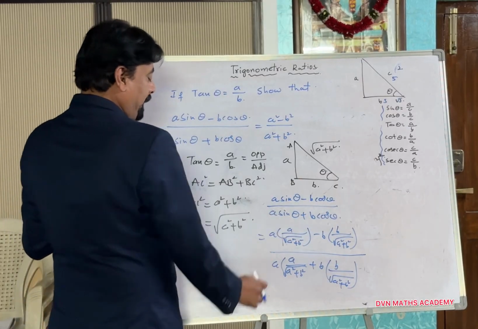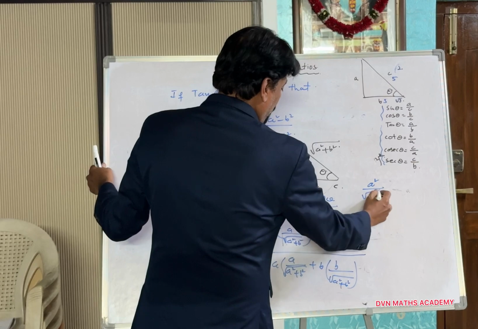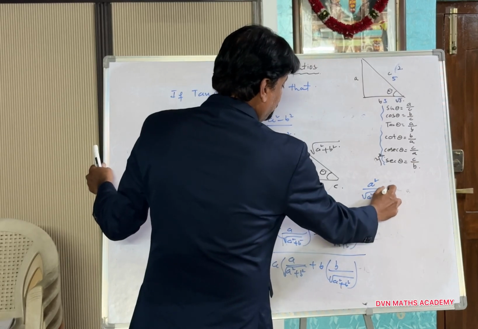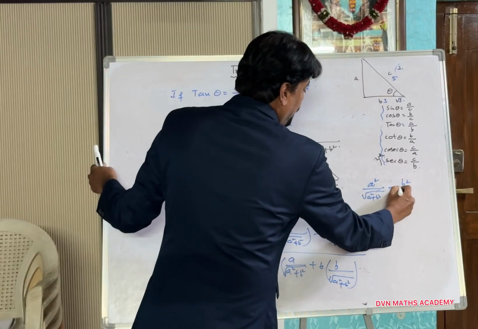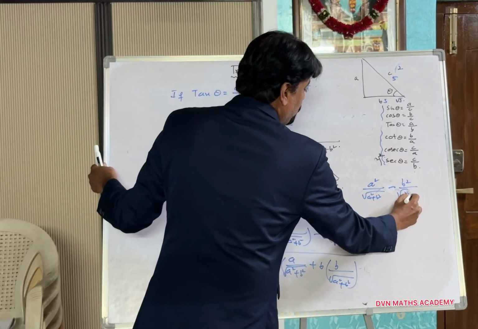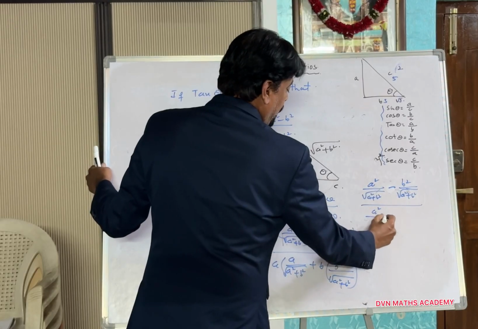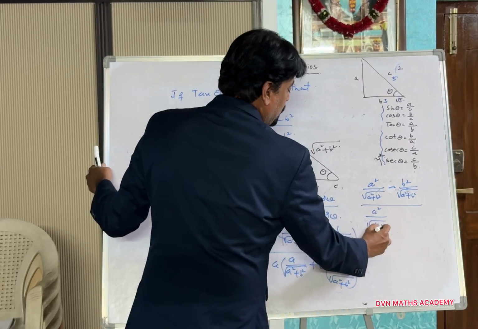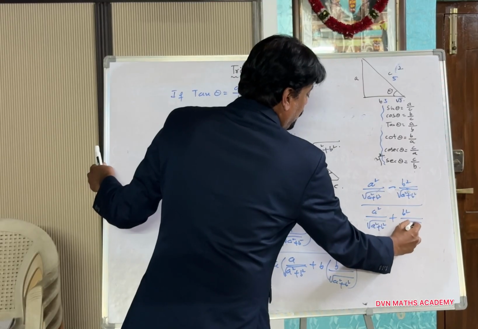You know that a into a is a square, so a square by under root of a square plus b square, minus b into b is b square by under root of a square plus b square, divided by a square by under root of a square plus b square plus b square by under root of a square plus b square.